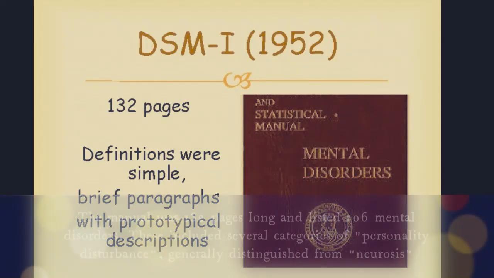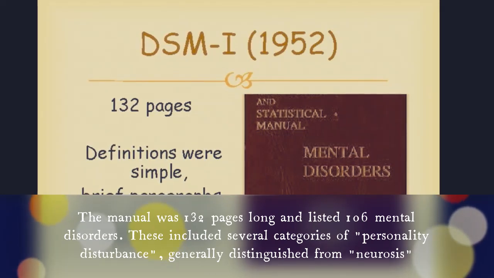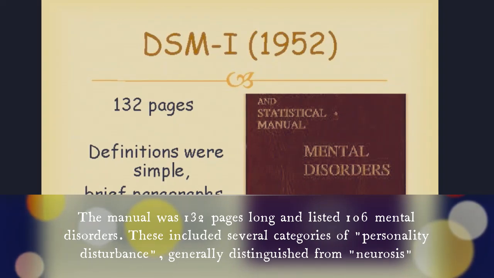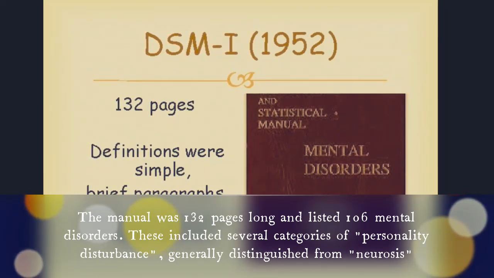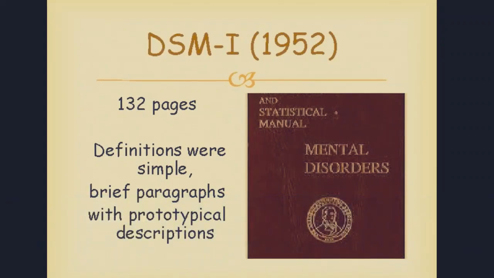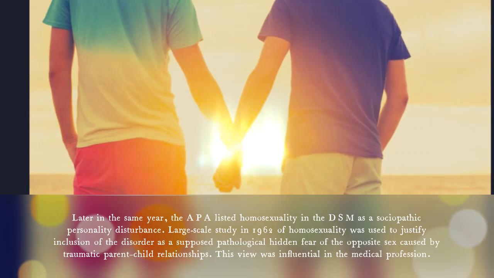The manual was 132 pages long and listed 106 mental disorders. These included several categories of personality disturbance, generally distinguished from neurosis. Later in the same year, the APA listed homosexuality in the DSM as a sociopathic personality disturbance.